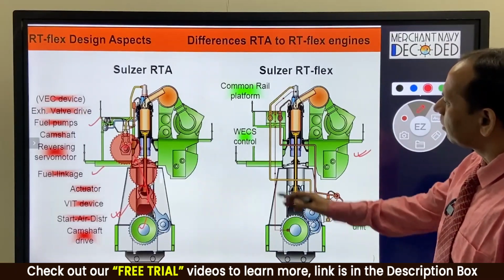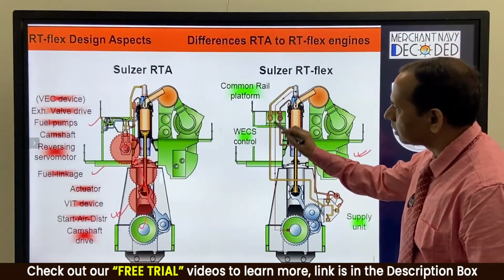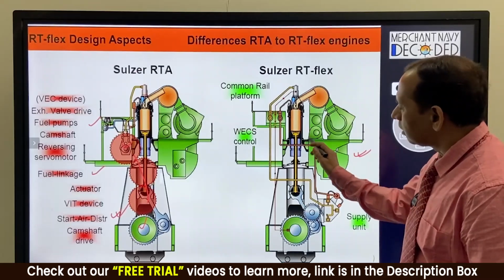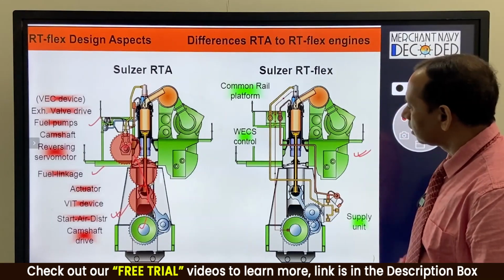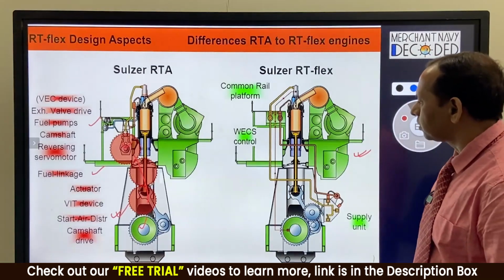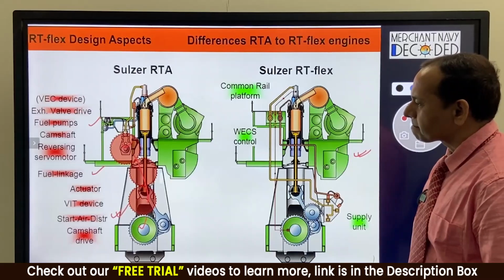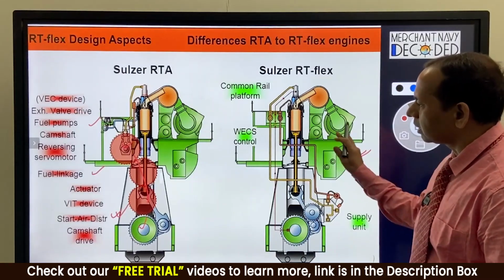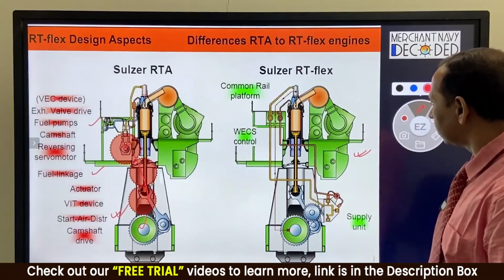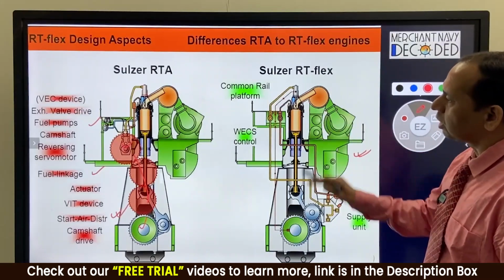Here we are having many components which are missing: the major ones, the drive gear and the camshaft. Reversing servo motor is missing, fuel linkage, then VIT and FQS devices, which were mechanical again in the RTA engine, are missing here. The starting air distributor is again not present in this engine, which is again controlled electronically. So these are just an overview about how these two engines look.